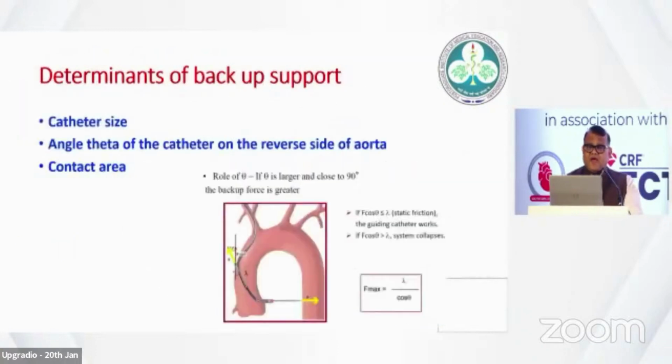And regarding the backup support, it's very important to have a good backup support in those with complex, tough lesions, those with CTO, and it depends on the catheter size. 7F or 8F guide is going to give good backup support compared to 6F or 5F size. And in this particular angle, you can appreciate an angle which is around 90 degrees between this vertical line versus the catheter. In case it's around 90, this is going to give good support compared to those with more angle.